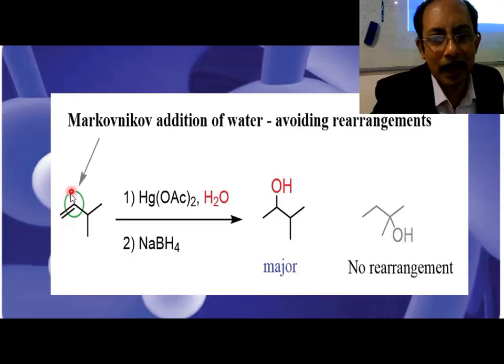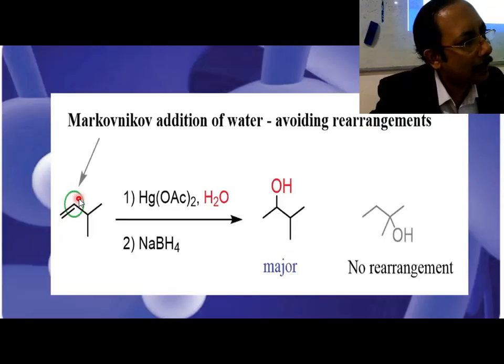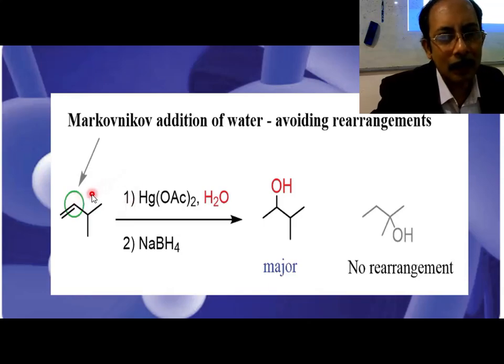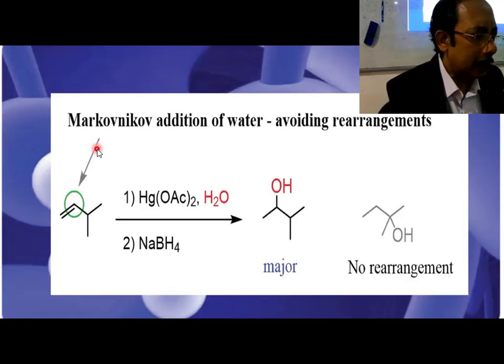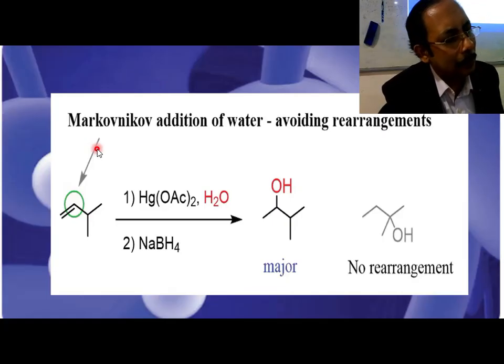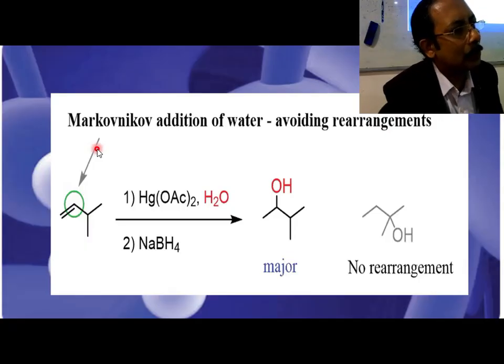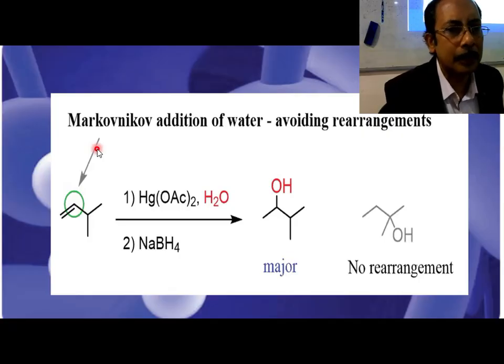So here this mercury is getting attached, there is a carbon-mercury bond temporarily. After that OH is attacking here and this mercury is going out. It is as if after attachment, someone is coming and allowing the first one to go out from the same position. So that's why the carbocation is not formed and there is no scope of any rearrangement.